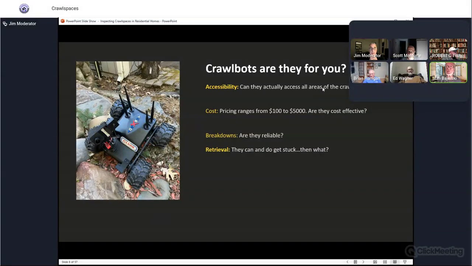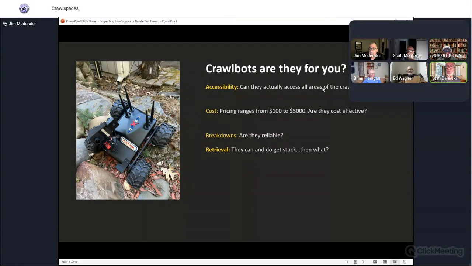So can they actually access all areas of a crawl space? What I'm seeing on Facebook home inspection groups is no. So they still have some inaccessibility. The cost, they range from $100, you can throw that one away, up to $5,000.